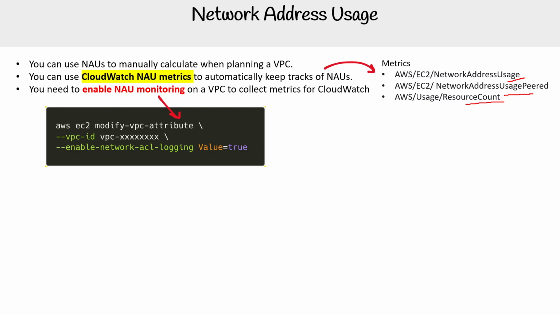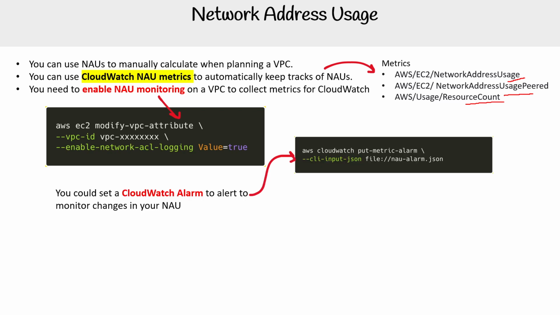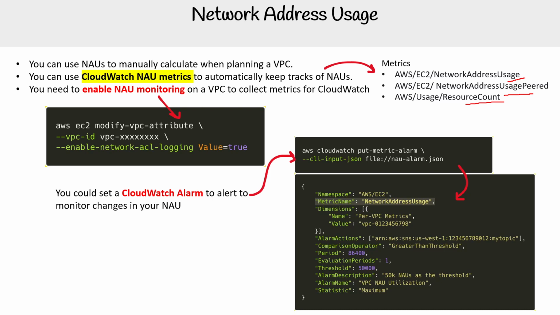In fact, I'm not sure if you can even do this through the UI. You might only be able to do this through the CLI. You can set a CloudWatch alarm to monitor those NAUs, and then you can see that specific metric tying back to there. Okay, so there you go.